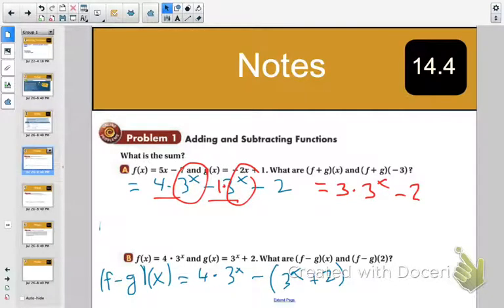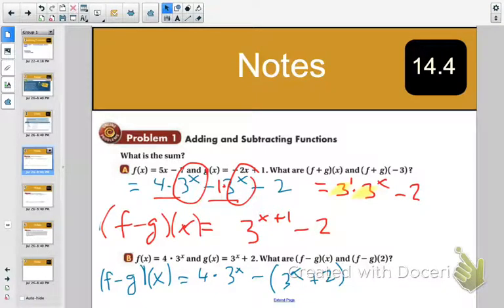And you can leave it like that, that's fine. But you can also simplify this a little bit because both of these are 3's here. So this is really 3 to the 1 times 3 to the x. And remember, if you're multiplying powers, you can just add the exponents. So this is actually the same as 3 to the x plus 1 minus 2. That would be f minus g of x.